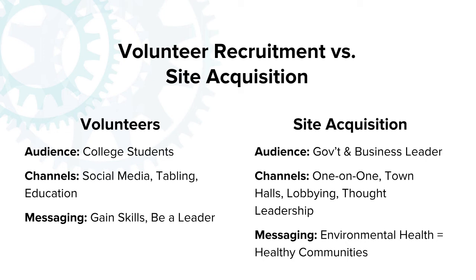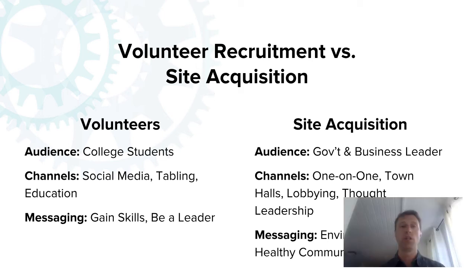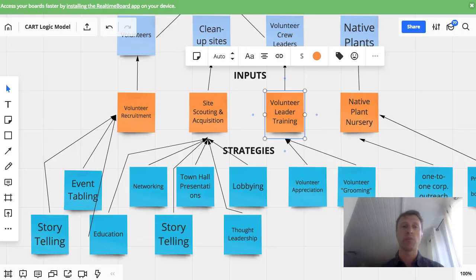And the messaging is going to be quite different also when we're talking about more community-based or policy empowerment of your community, that environmental health equals healthy communities. So you can start to see here how those strategies are really different and play out very differently about how you might approach these. Let's take a second to go back to our real-time board and take a look at what these strategies look like and how they inform our inputs.